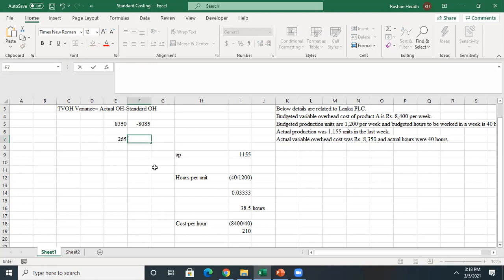So then what kind of variance is that? Is it a favorable variance or unfavorable variance? This is the standard and this is the actual situation. If the actual cost is more than the standard cost, obviously it is unfavorable. So it's an unfavorable variance. Unfavorable, yes, very correct. And here you could see how I took this, right?